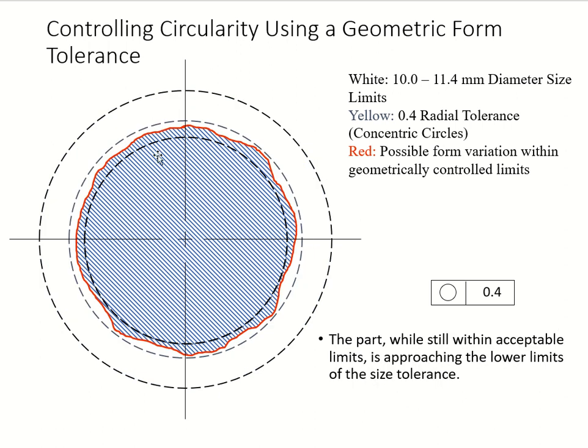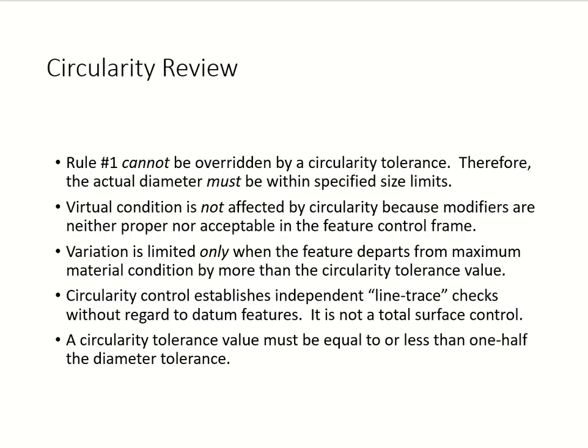Now we're going to bring it down. This is still acceptable, because this part is now smaller than the previous slide's part, as it's going down here. Your zone of course moves with it but is still 0.4. And this 0.4 zone, including this form variation, is still within the size tolerance.